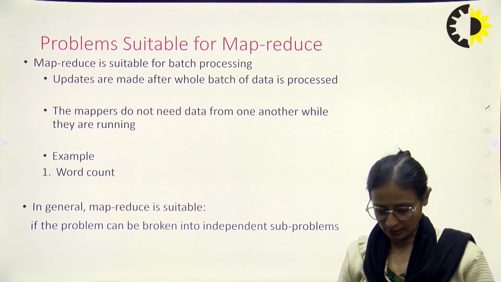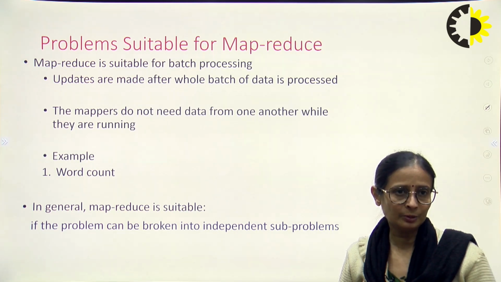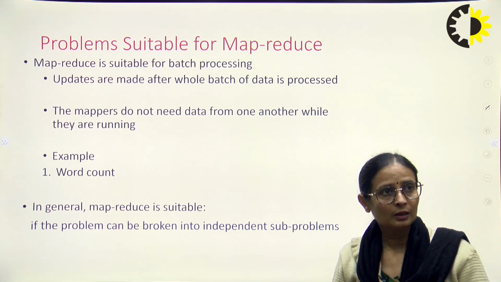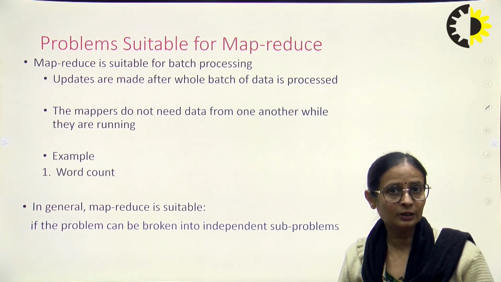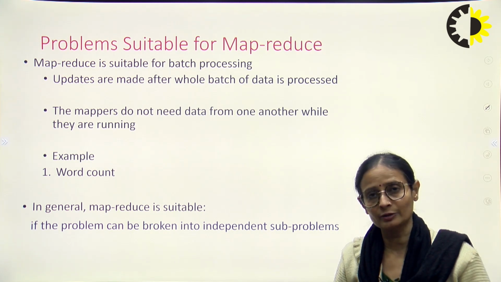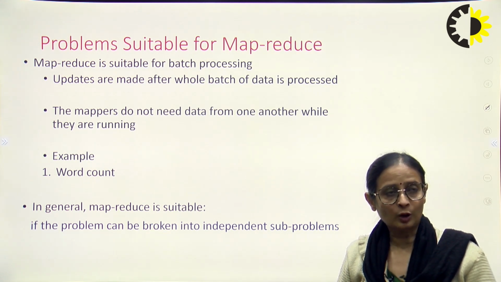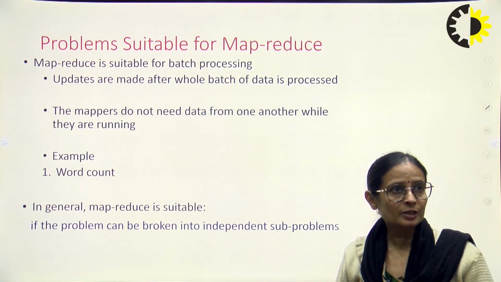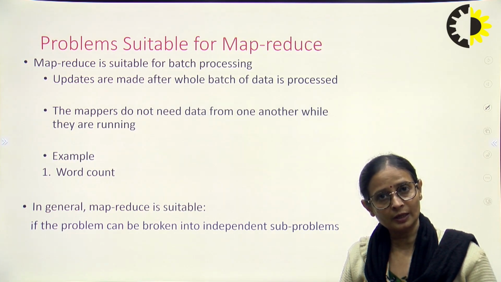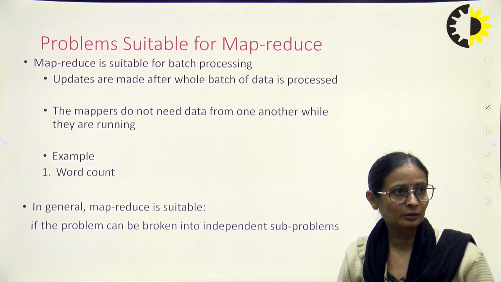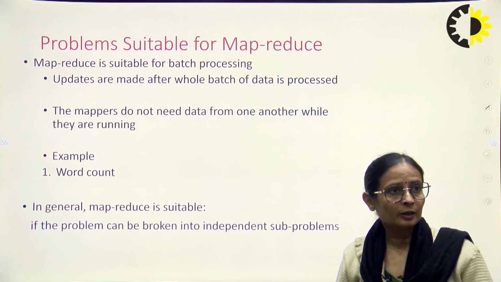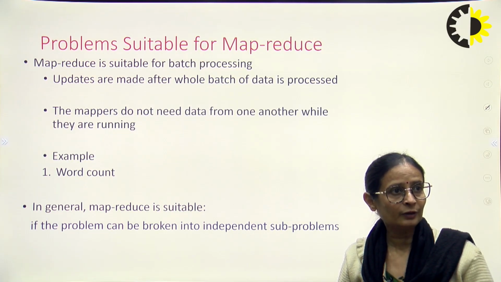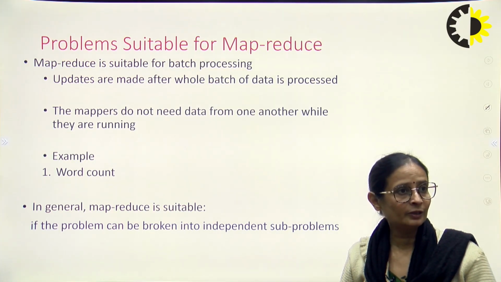Now the question comes, since MapReduce works in a distributed environment and it uses the concept of parallelism, we need to identify what kind of applications we can design with the help of MapReduce. Not all applications are suitable for MapReduce. The problems which are suitable for MapReduce are basically batch processing, because we can break down the things into parallel. We can utilize the concept of parallelism over here. So updates are made after the whole batch of data is processed. The mappers do not need the data from one another while they are running.